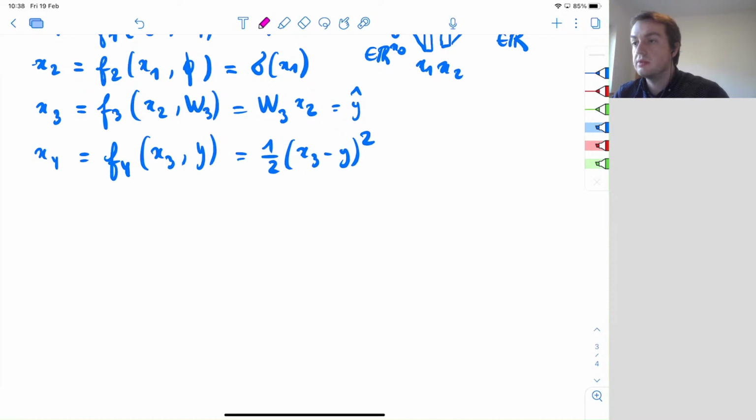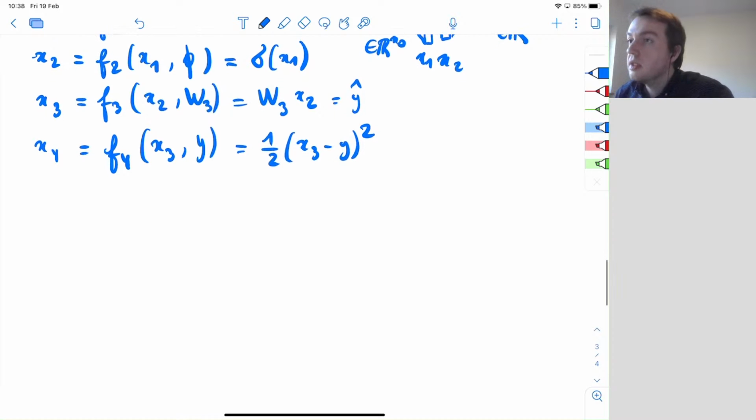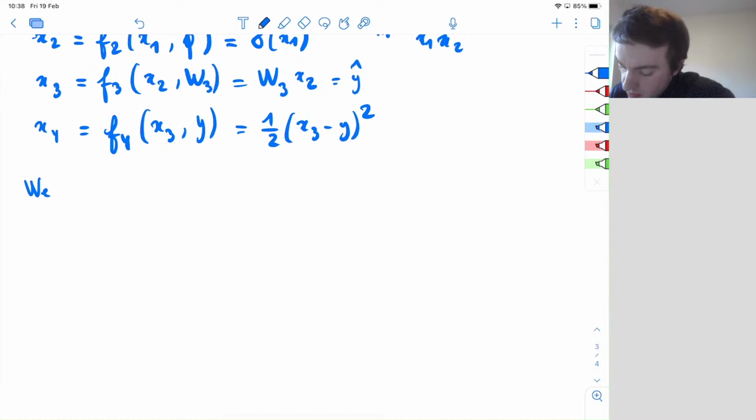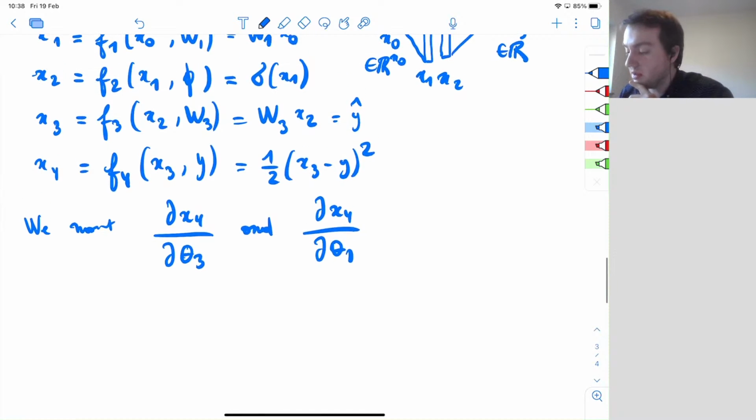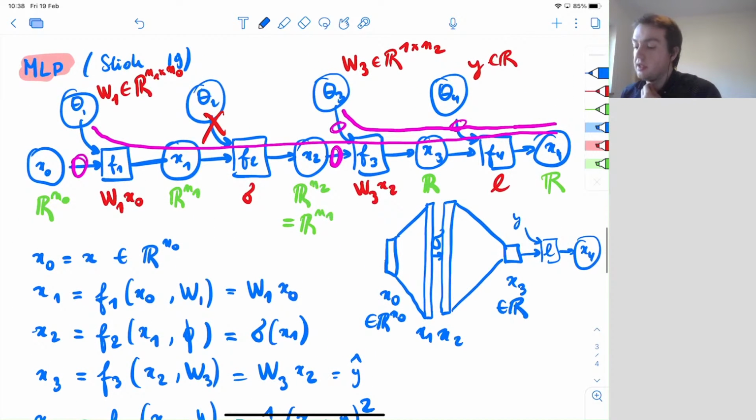All right, so let's do that. We want to compute, for example, the Jacobian of x4 with respect to θ3, and also the Jacobian of x4 with respect to θ1. These are the two things we would need if we wanted to run, for example, stochastic gradient descent, because you would need to adjust these two parameters.